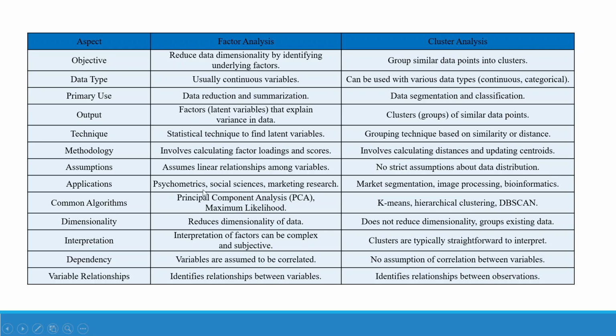Applications: psychometrics, social science, marketing research. Here, the applications are market segmentation, image processing, bioinformatics. Common algorithms: principal component analysis, maximum likelihood. Here, K-means, hierarchical clustering, DBSCAN. Dimensionality: it reduces the dimensionality of the data. Here, it does not reduce dimensionality, it groups the existing data.